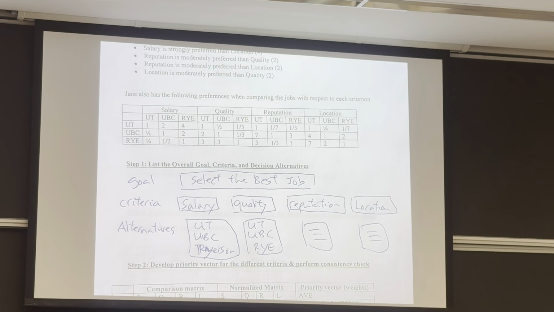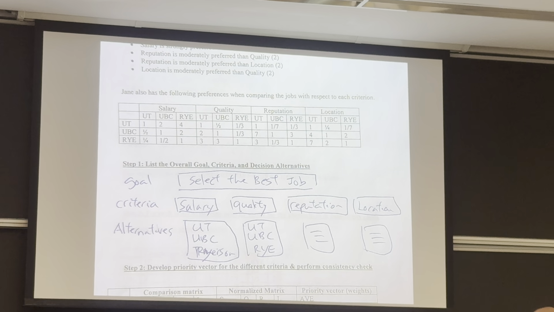Okay, so the goal is to select the best job. The criteria are salary, quality, reputation, and location. And then for each of the criteria, we have to compare the schools. So we compare the schools in terms of salary, in terms of quality, in terms of reputation, and in terms of location.